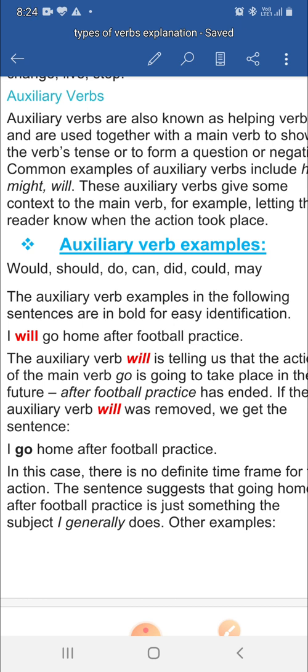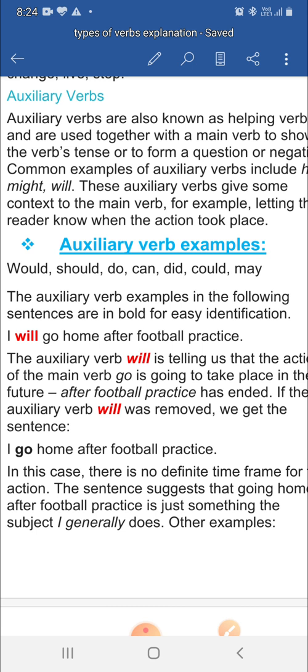In the last class, we had discussed types of verbs. We had discussed the transitive and intransitive verbs. Today, we proceed towards the next type of verbs, that are auxiliary verbs.